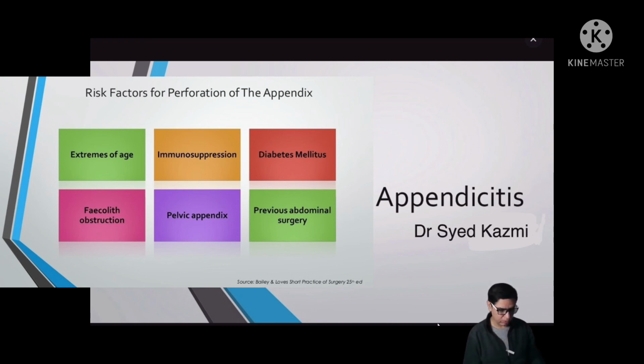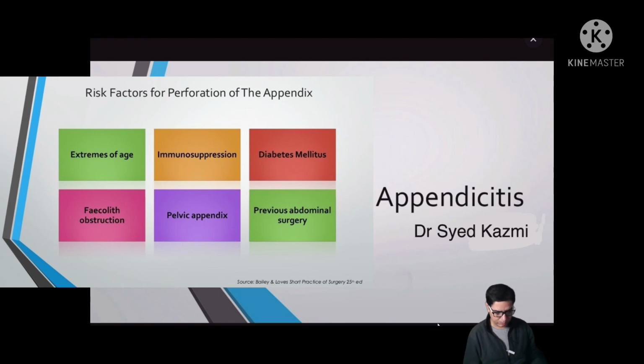Similarly, those people who have a pelvic appendix, the anatomical variety where the vermiform appendix hangs in such a position that it is pelvic in nature, extending down into the pelvis. Because there is a lot of space where it can balloon and immediately burst open, there are more chances of the appendix bursting if it gets inflamed.